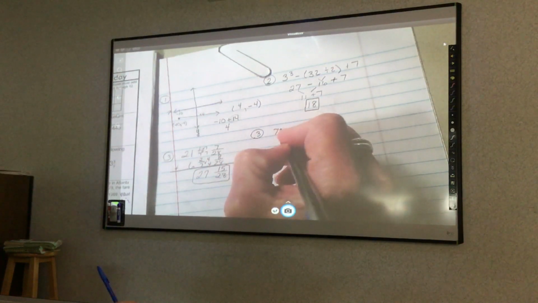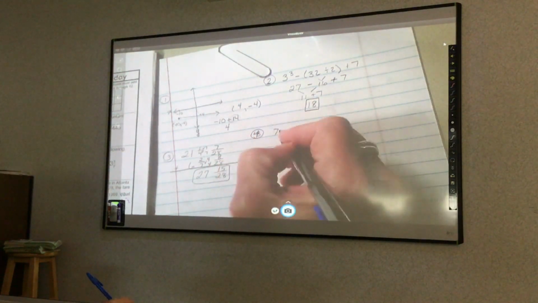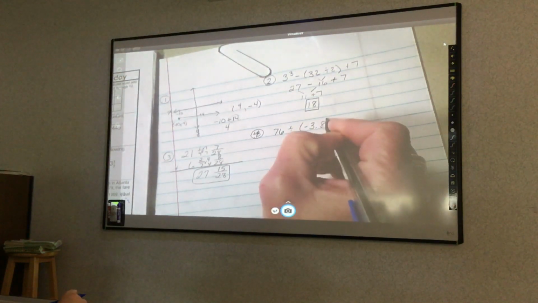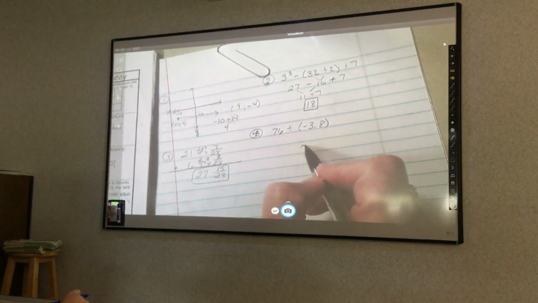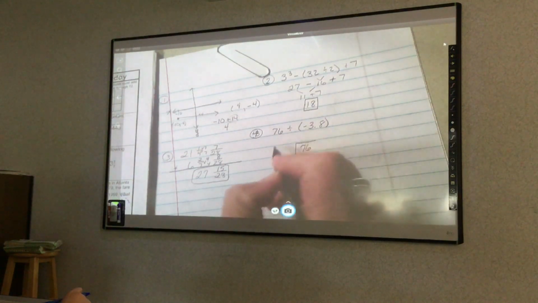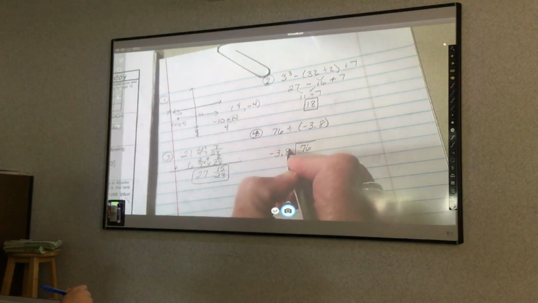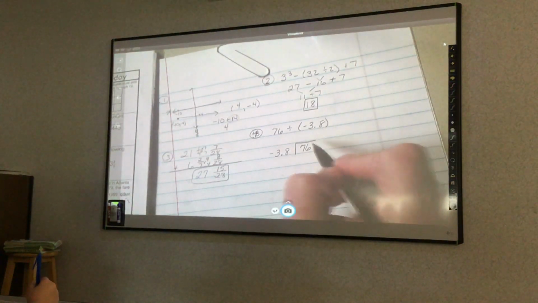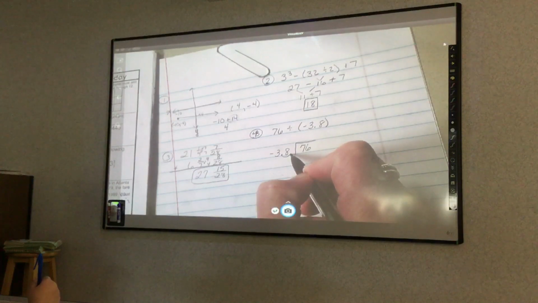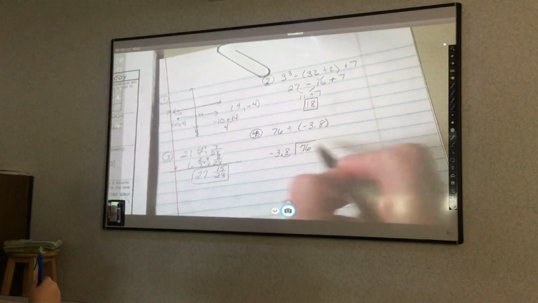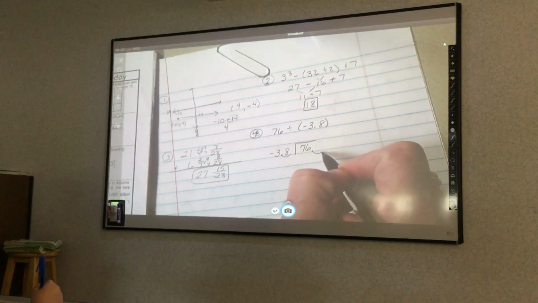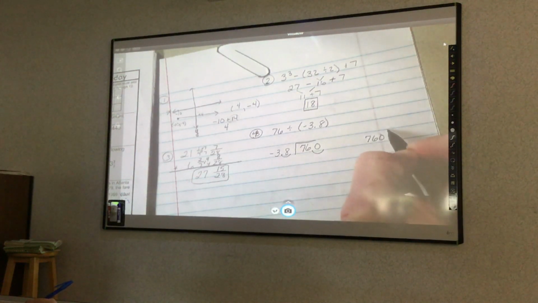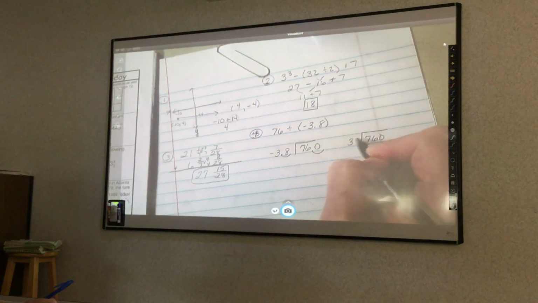Oh sorry, that would be number 4. 76 divided by a negative 3 and 8/10. You need to write it with the division box. 76 divided by a negative 3.8. When dividing any decimal, you have to move the decimal out. Move it over 1. If I move it over 1 here, I have to do the same inside. So now I have 760 divided by 38.